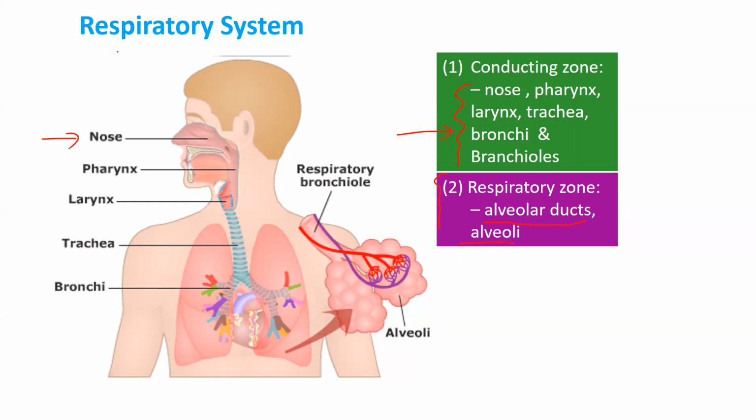Please write down that the respiratory system has two zones. One is the conducting zone and the second is the respiratory zone.